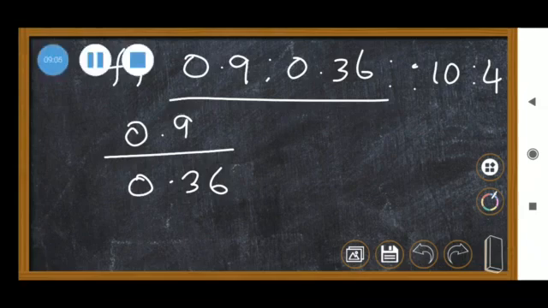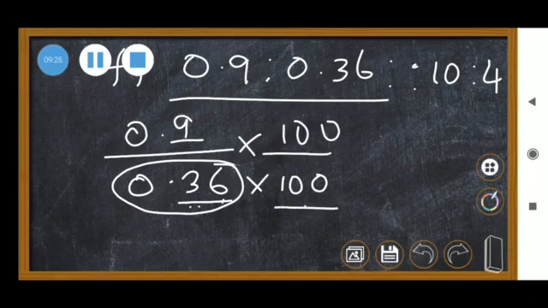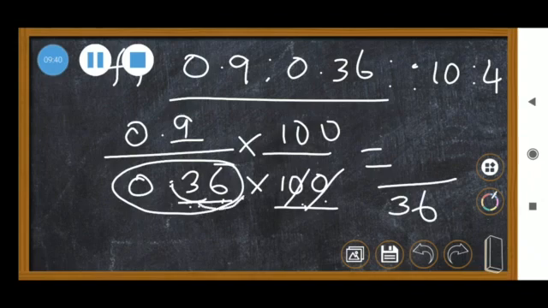Here the decimal point is after one digit, here after two digits, so we have to convert these into whole numbers. For that we multiply by 100 here, here also 100. Why? Because here the decimal point is after two digits, so we have to convert the denominator into a whole number. We move the decimal point two digits, so we multiply by 100. 0.36 into 100 means 36 will come.